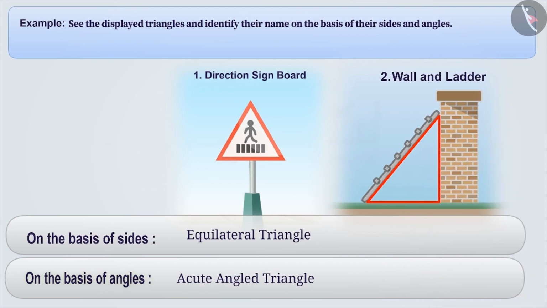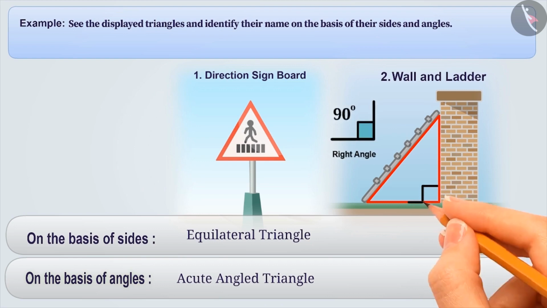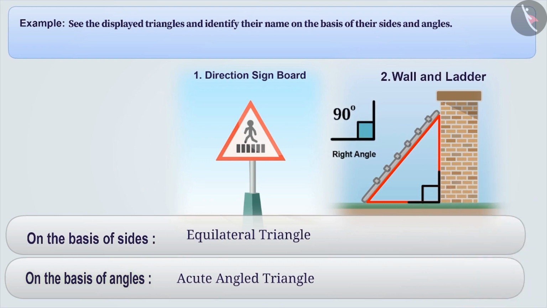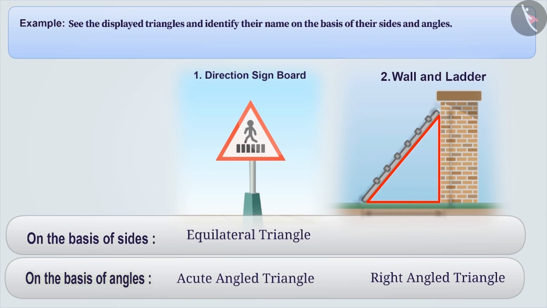We know that a wall makes a right angle with the ground. In this way, we can say that there is one right angle in this triangle. Therefore, on the basis of angles, we can call it a right angle triangle. But if we observe carefully, we find that none of the sides of the triangle are equal. Therefore, on the basis of sides, we can say that this triangle is a scalene triangle.